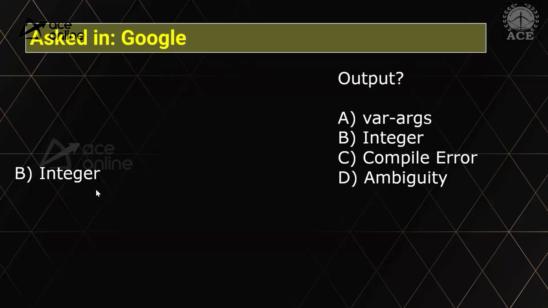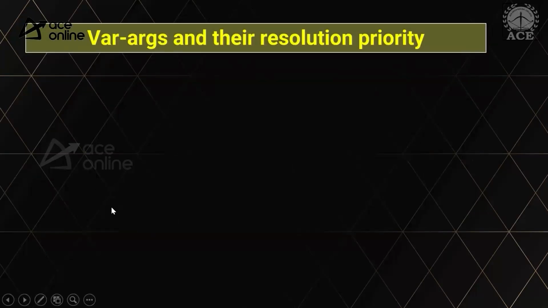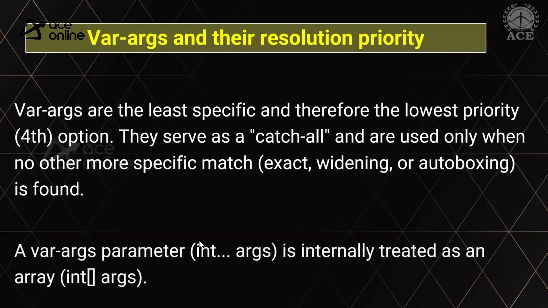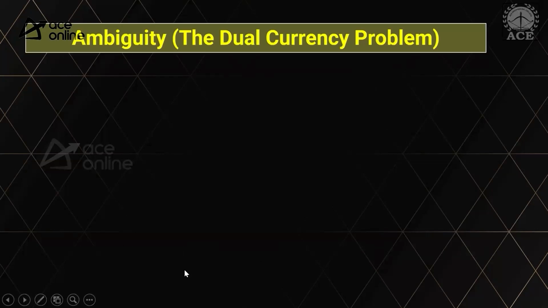So now you understood with these simple tricky questions as well, right? Now, varargs are the least specific and therefore the lowest priority, fourth option. They serve as a catch-all and are used only when no more specific match is possible. Varargs is internally treated as an array actually, right? I also showed you internally how it will be treated as an array.